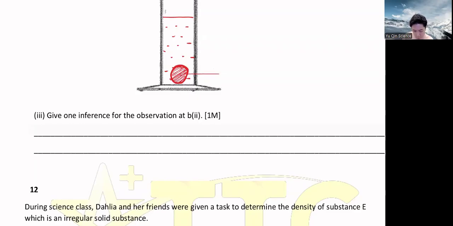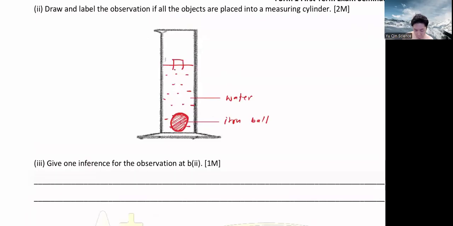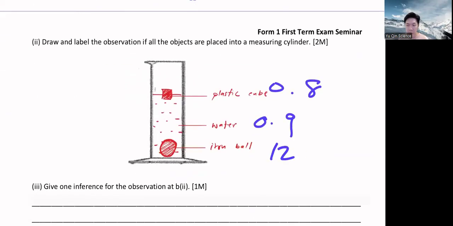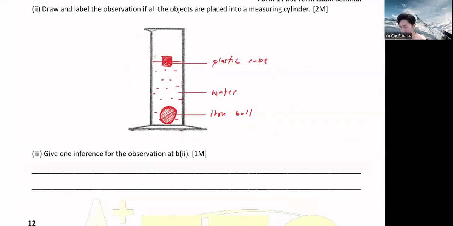Okay, so make sure you label. And water. Then of course the plastic cube is floating. 0.8 is lighter than water. So there you go. Plastic cube, you get it? So 0.8, 0.9. Iron ball was 12. So obviously the less dense one will be on top.